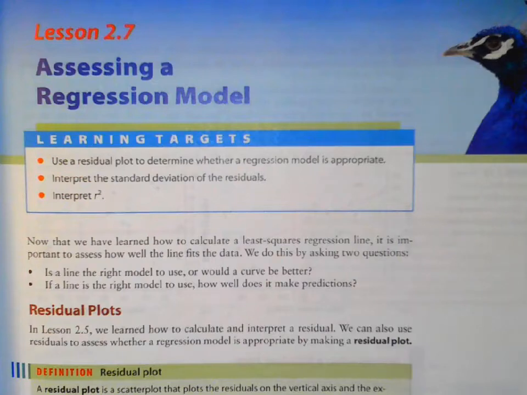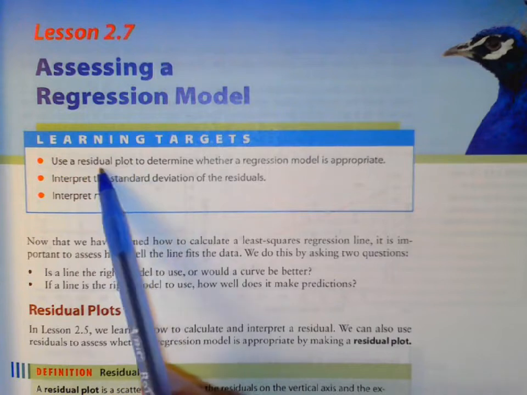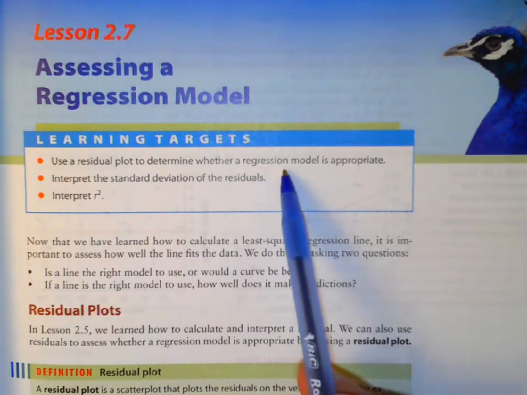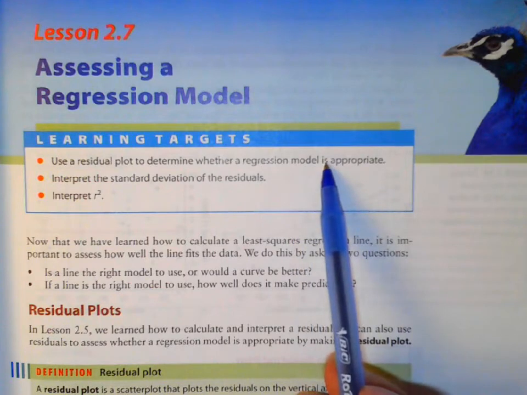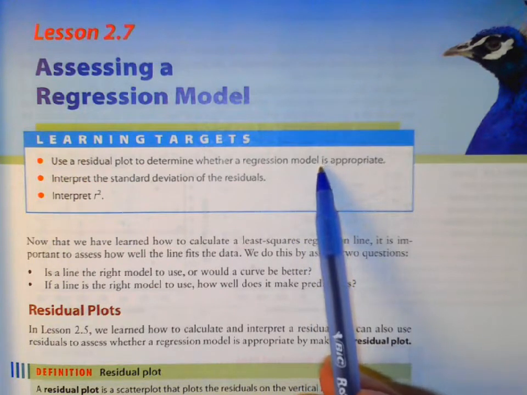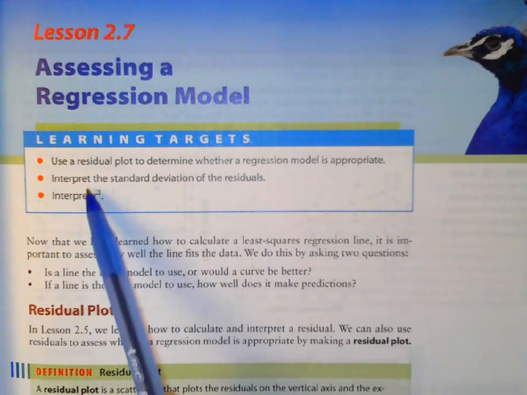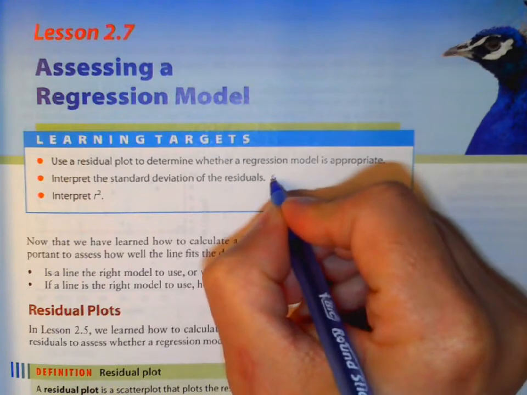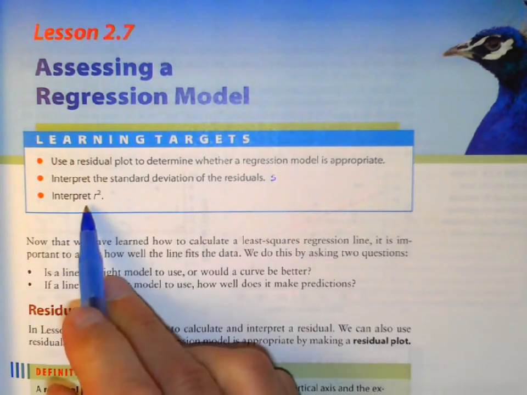Okay, this is section 2.7. We're going to do three things. We're going to look at residual plots and understand what those are. And they're going to tell us whether a linear regression model can be used or if it's nonlinear. So in SOFA, the form. We're going to interpret the standard deviation of the residuals. We're going to use the letter S for that. And we're going to interpret what R squared is.